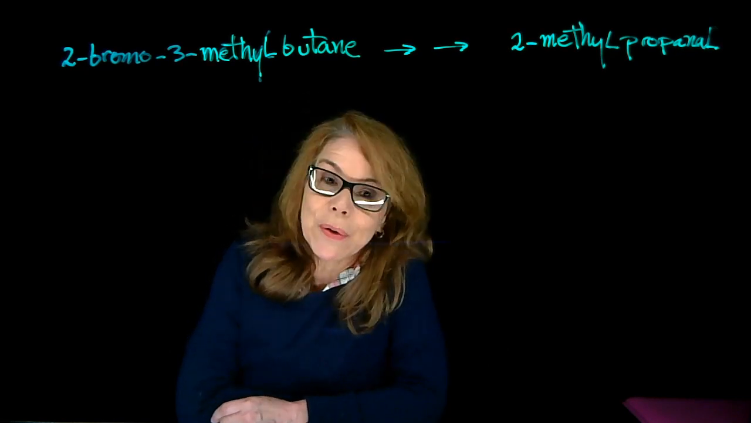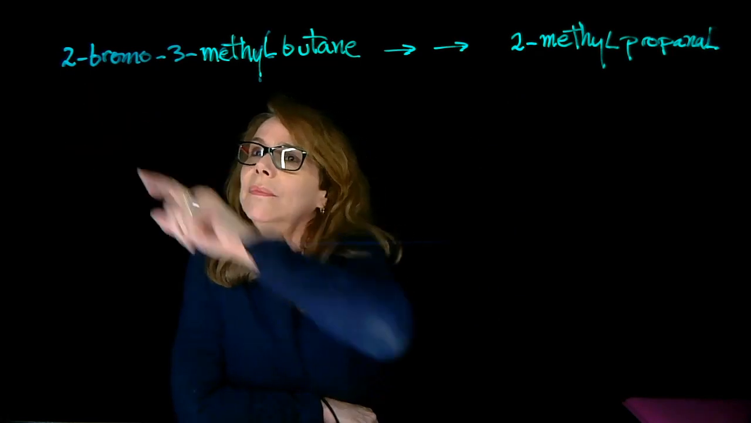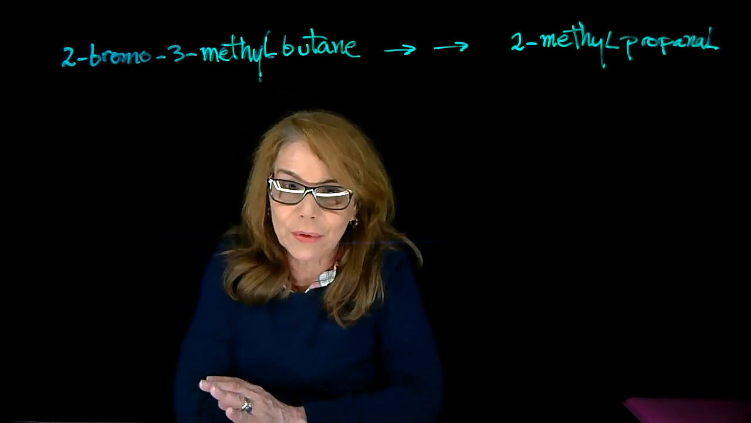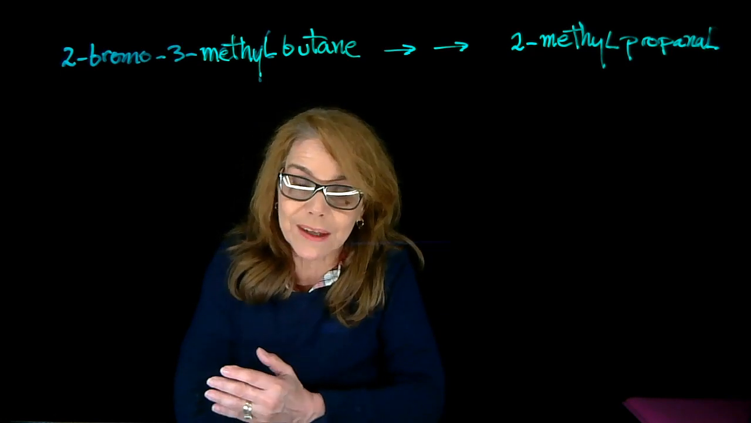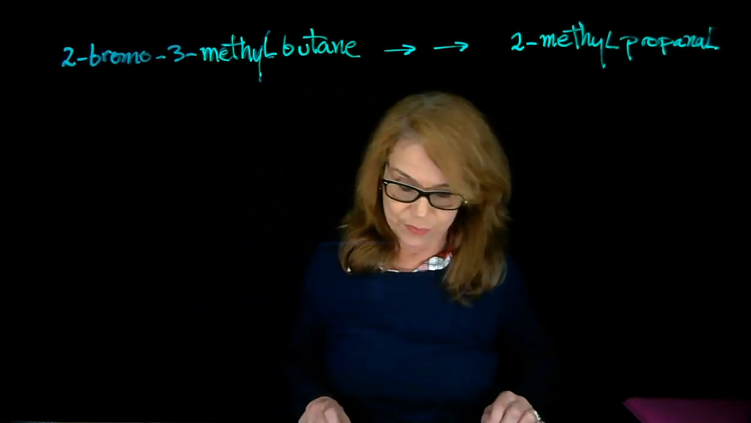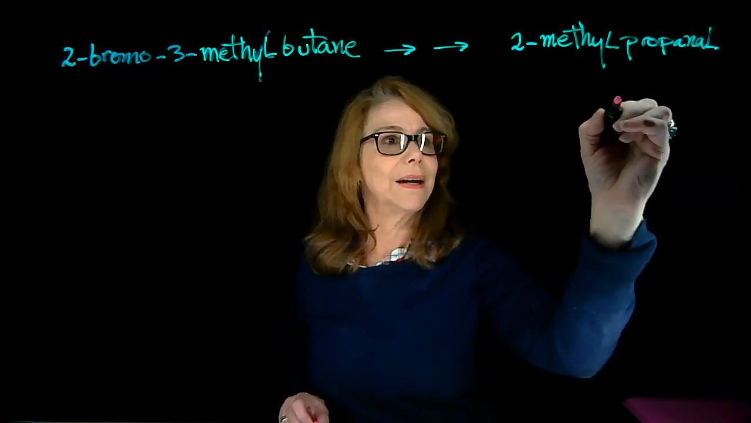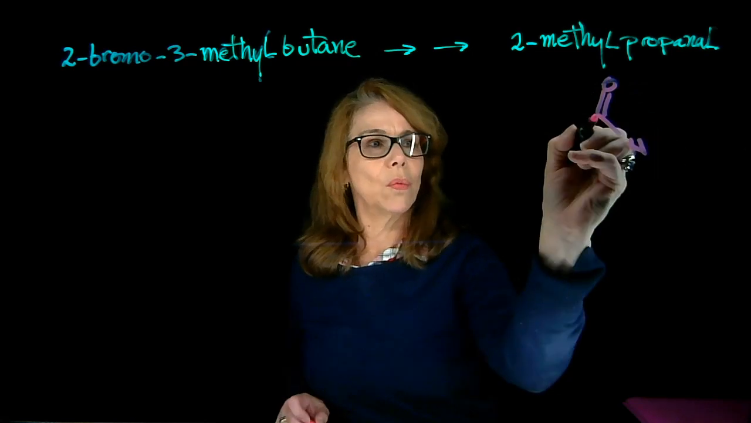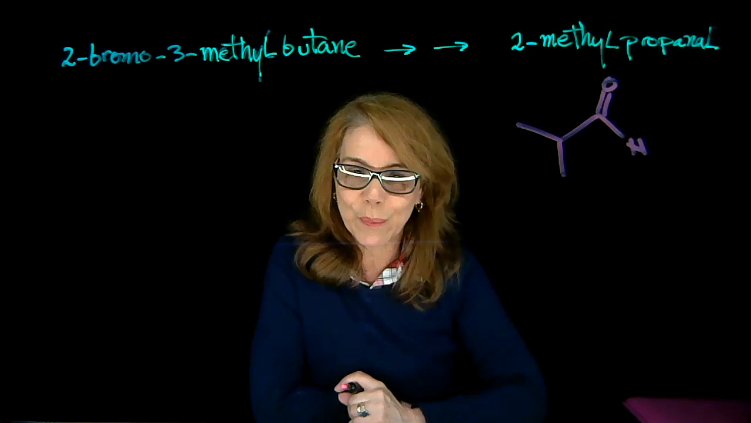And in this problem, we want to synthesize 2-methyl propanal from 2-bromo-3-methyl butane. And so, as always, our first step would be drawing the structures and seeing what are the changes in the skeleton. So what is it that we want to make? Propanal, that's an aldehyde. So that'll be my carbon 1. So 1, 2, and 3, 2-methyl propanal.